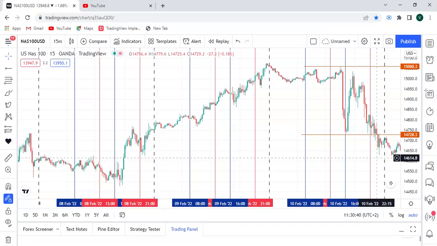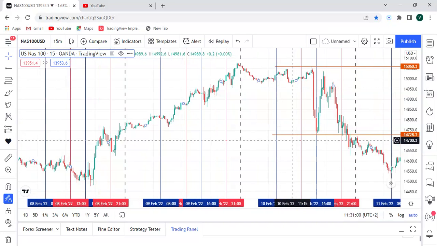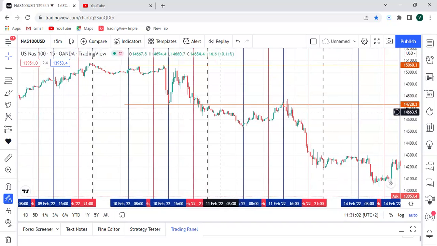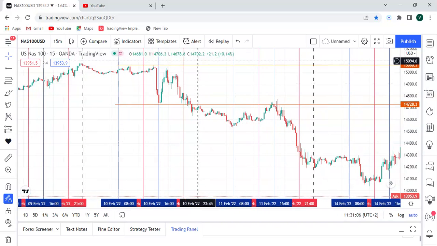Okay, that's it for that day. There was not too much manipulation. Those who were taken out are the ones who entered this trade earlier, looking at this Asian session and this early part of London session. Okay, let's move to the next day. This thing happens every day, guys.